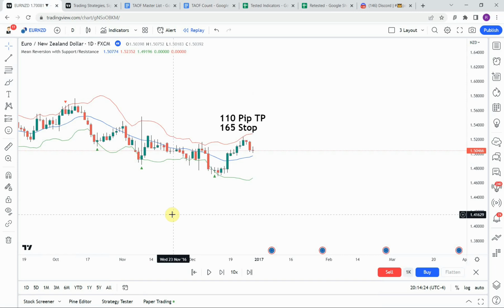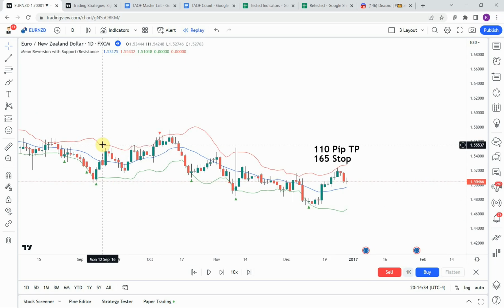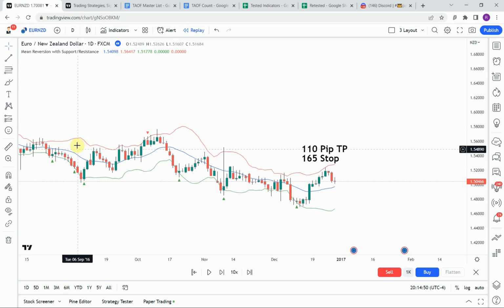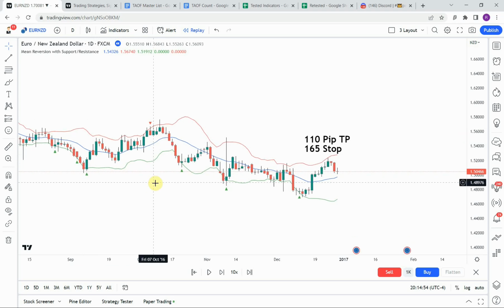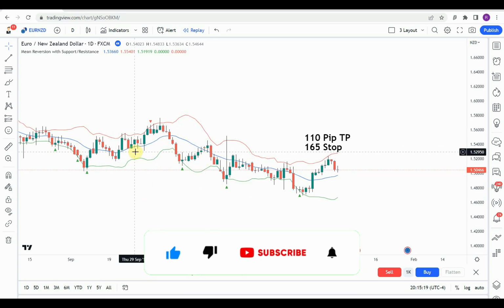Alright, so today's indicator is the mean reversion with support and resistance, and you can see it here on screen. And so basically what we have is a channel, or you could think of it like a bands style indicator, very similar to say the Bollinger Bands. And so the mean reversion technique basically is that the price action is always trying to return to its average point, and that average point is typically designated by a moving average.